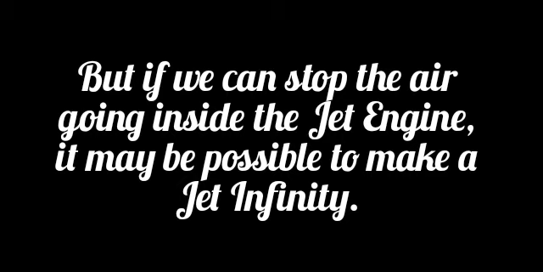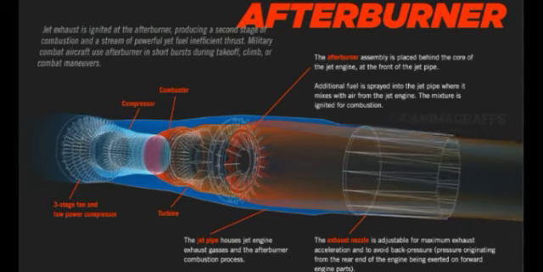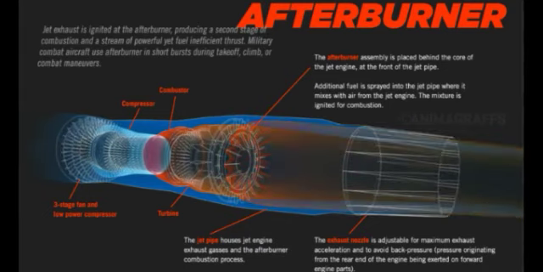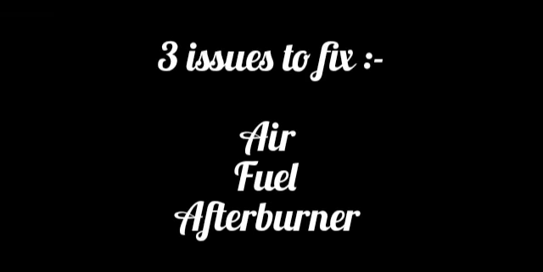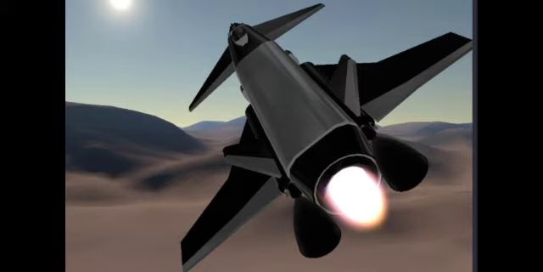But if we can control the air, or we can stop the air going inside the jet engine, then it may be possible to make a jet infinity engine. But there are still issues like afterburners. An afterburner works like this. So the afterburner is also using its fuel, so we simply can't do some easy XML editing to fix these three issues: air, fuel, and afterburner. But once I used this engine in some of my previous crafts, and surprisingly it worked well without any kind of air inlet or possible air supplies. So it may be possible that jet engine can also be an infinity engine.